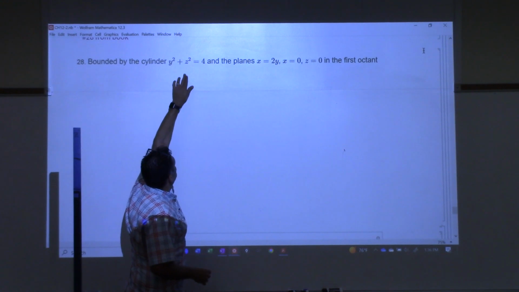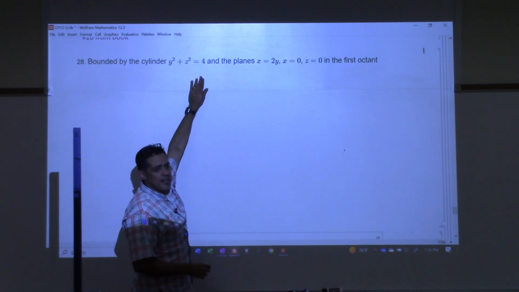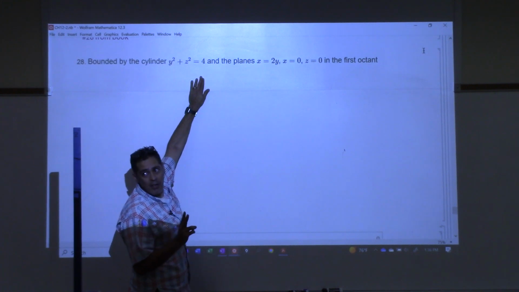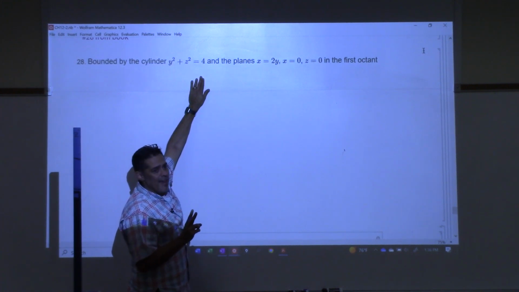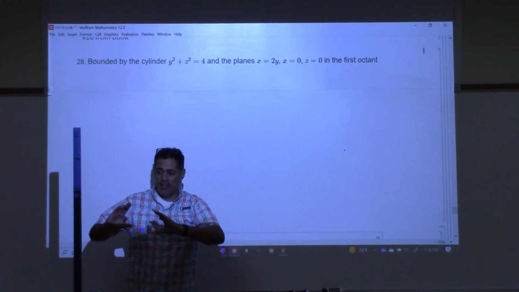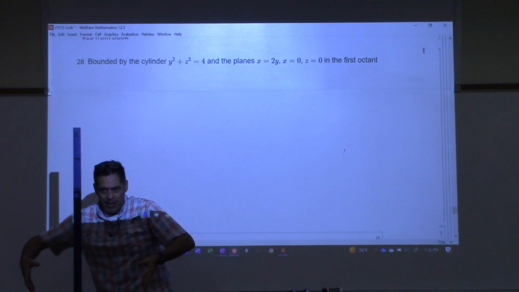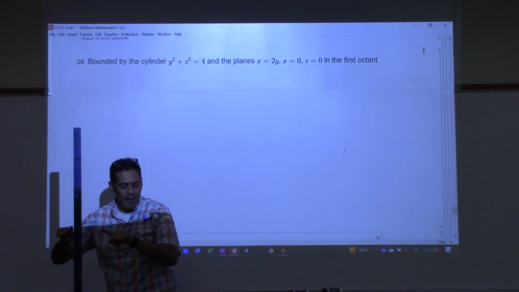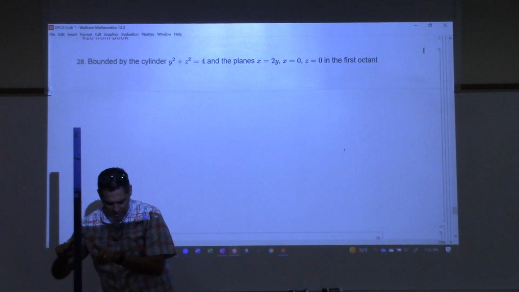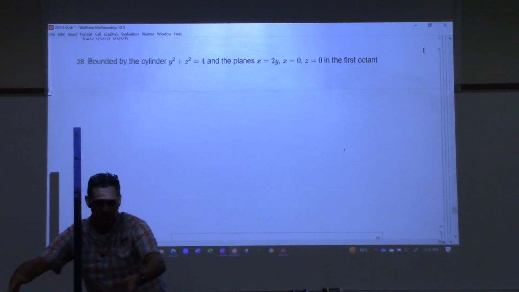Y squared plus z squared equals 4 is a circle in two-dimensional space, but we're in three-dimensional space, so it's a cylinder, right? And it goes out which axis? The x-axis. So I have this cylinder coming out at you like this, right? It has a radius of 2. Y'all see it? Boom, coming out.